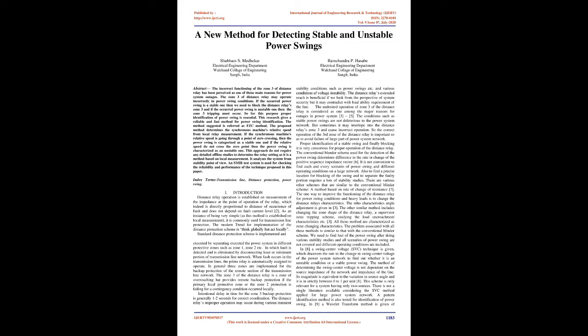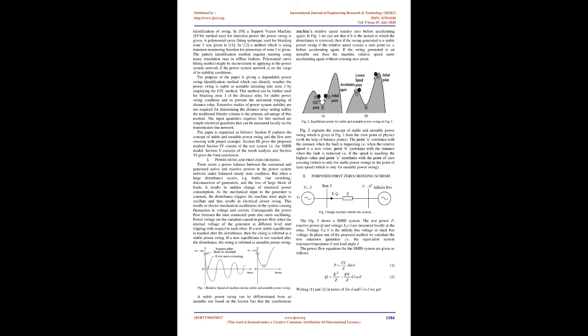The distance relay's improper operation may occur during various transient stability conditions such as power swings, etc., and various conditions of voltage instability. The distance relay's extended reach is beneficial from the perspective of system security, but it may contradict the loadability requirement of the line. The undesired operation of Zone 3 of the distance relay is considered as one among the major reasons for outages in power system 3, 5.